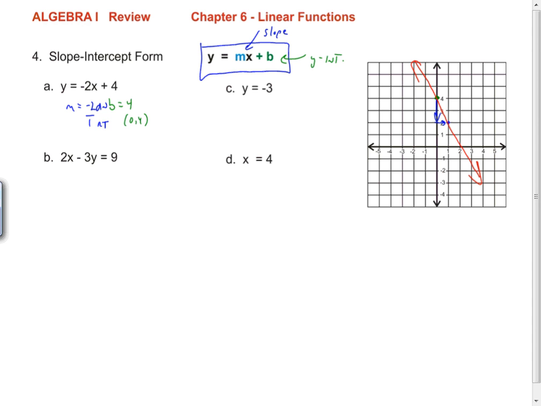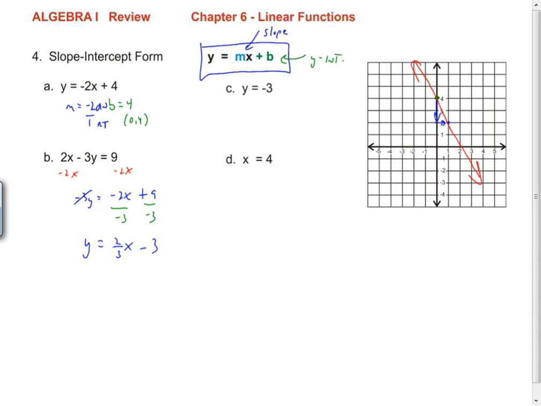The second situation, we're not in slope-intercept form already, right? So we have to put it in slope-intercept form. Okay. Add a negative 2x to both sides, right? And now we have negative 3y equals negative 2x plus 9. We've got to move the negative 3, so we'll divide each term by negative 3. Getting rid of that, right? And we end up with y equals 2/3 x minus 3.